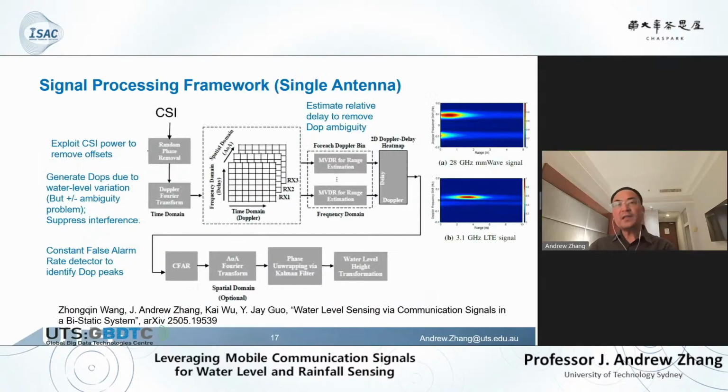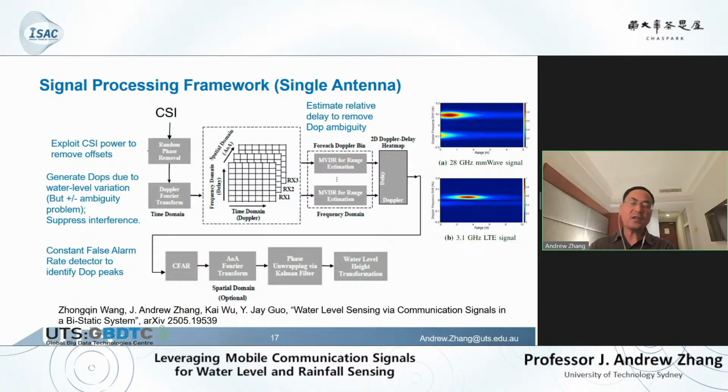Let's first look at the single antenna-based signal processing framework. I should highlight that this is not the only solution. We just show one possibility. Once we get the channel state information, we exploit the CSI power to remove the offsets. So in other words, now we just use the power of the received signal. Of course, we can also have other approaches to remove the offsets.